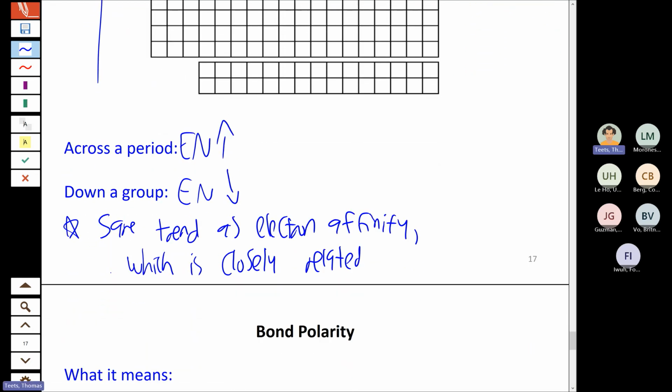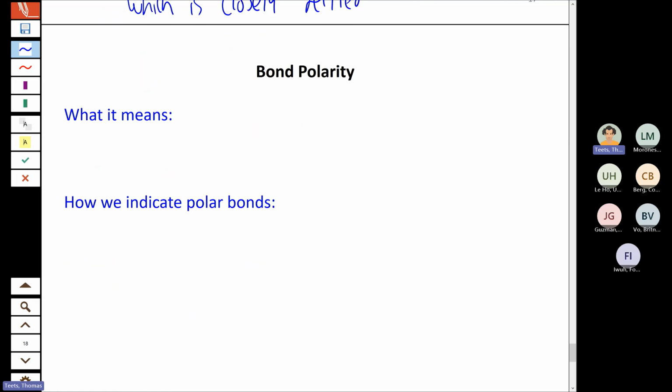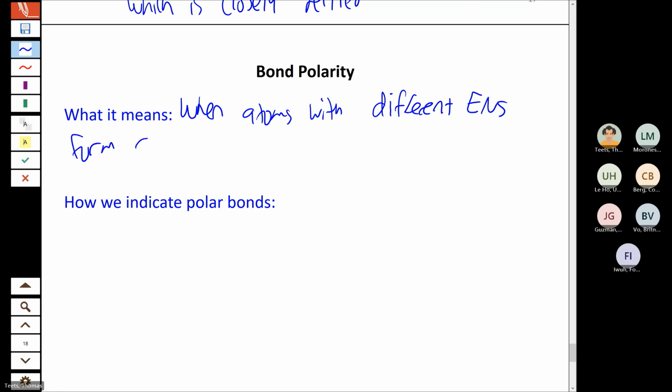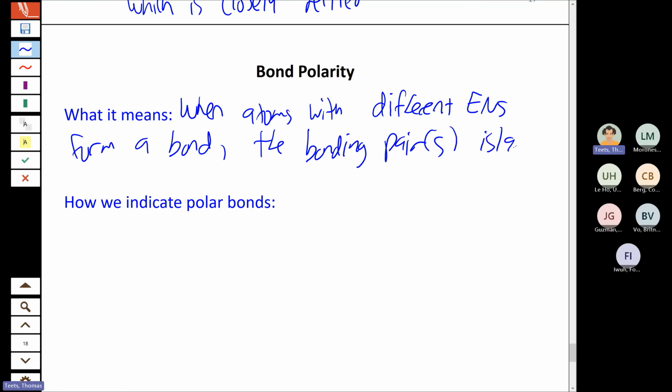So what this leads us to is a concept called bond polarity. So this is the idea that sometimes when electrons are shared, they're not shared equally. When the atoms have different electronegativity values, the sharing of the electrons won't be equal to each other. So when these atoms form a bond, however many bonding pairs you have, one or more if it's a single bond or a multiple bond, these bonding pairs are not going to be shared equally. They're going to be shared unequally.